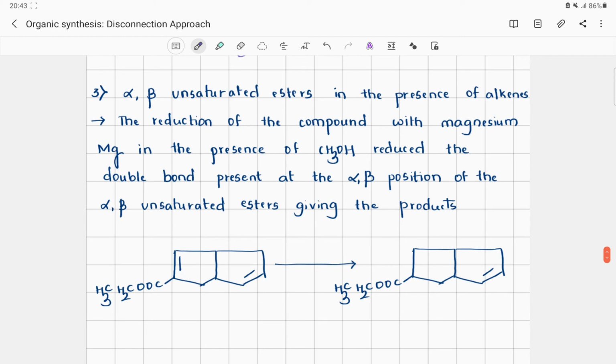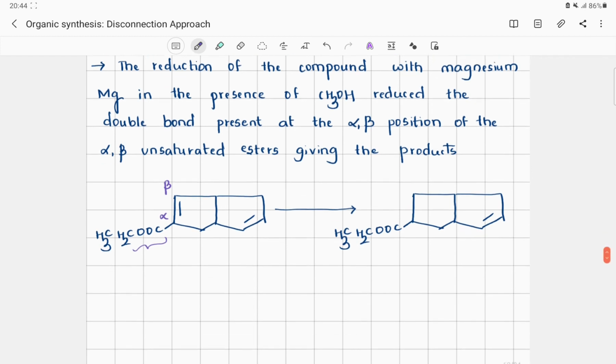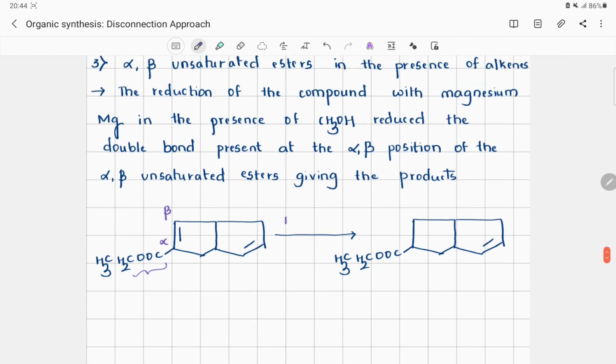The next example can be when there is an alpha beta unsaturated ester in the presence of an alkene system. Now can we not observe here that there is an alpha beta unsaturated ester, which has an ester over here. The reduction of the compound with magnesium in the presence of methanol reduces the double bond present at the alpha beta position of the alpha beta unsaturated ester, giving the product. Now we can observe that if I have added magnesium in the presence of methanol, only the alpha beta position has been reduced to get the final product.